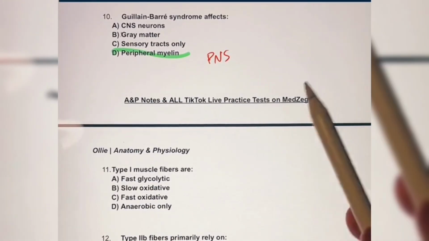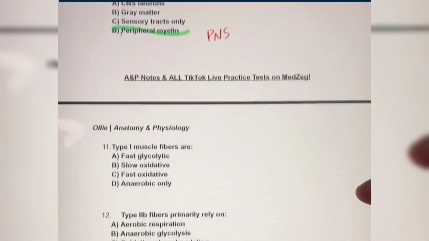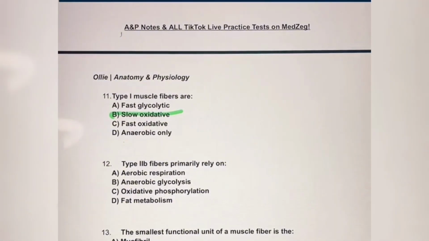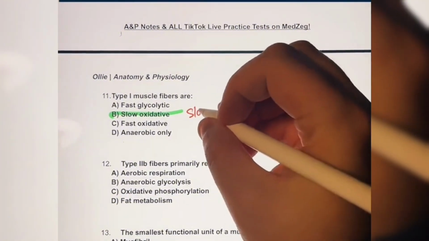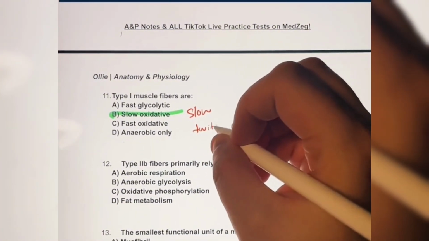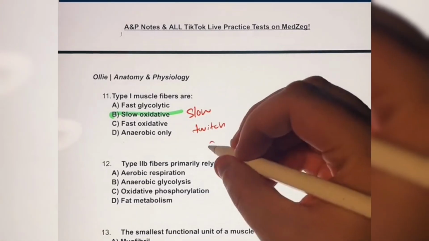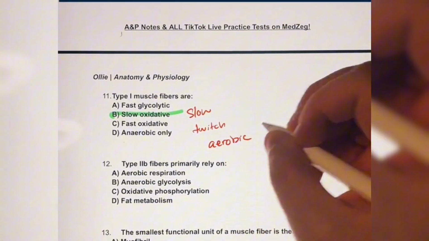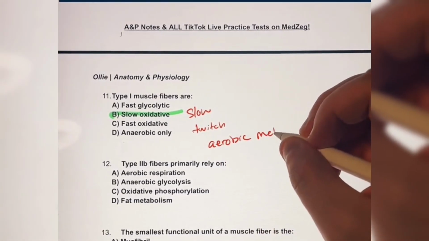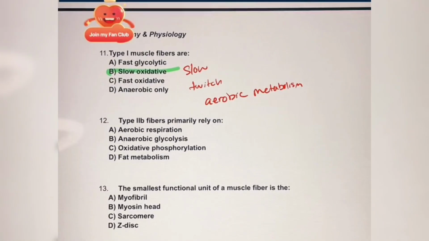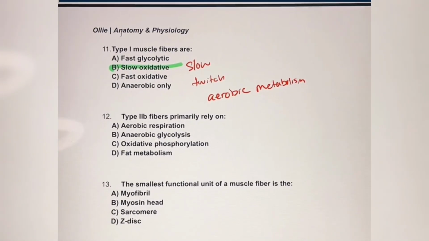Number 11, some muscles here. Type 1 muscle fibers are what? A, B, C, or D? It is B. It is slow oxidative. These are our slow twitch fibers. They're fatigue resistant, and they rely on aerobic metabolism.